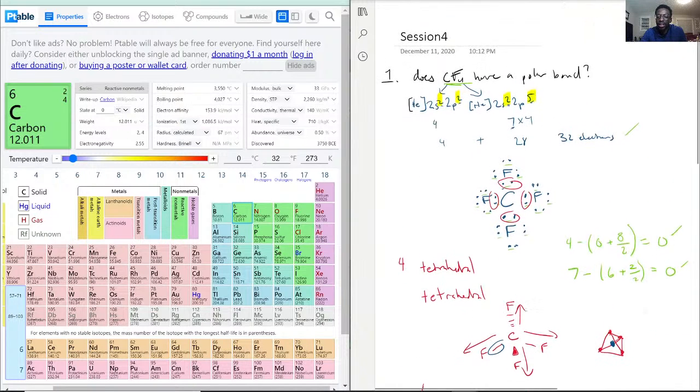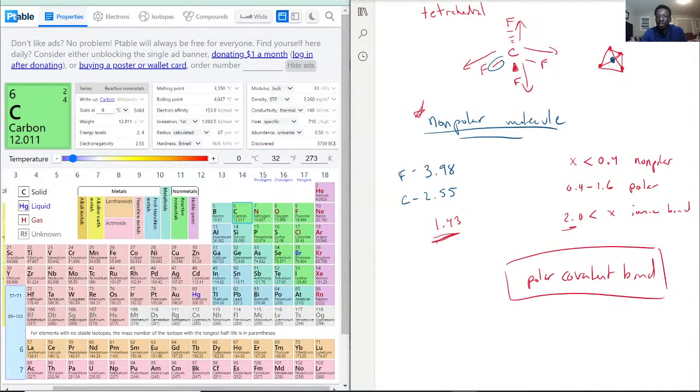But this question is asking for the bond, so we could have just skipped straight to the electronegativity, but I want to give you a whole full picture of it, because I don't want you to assume that if it has polar bonds, it's a polar molecule. That's not always the case, just as this example here.